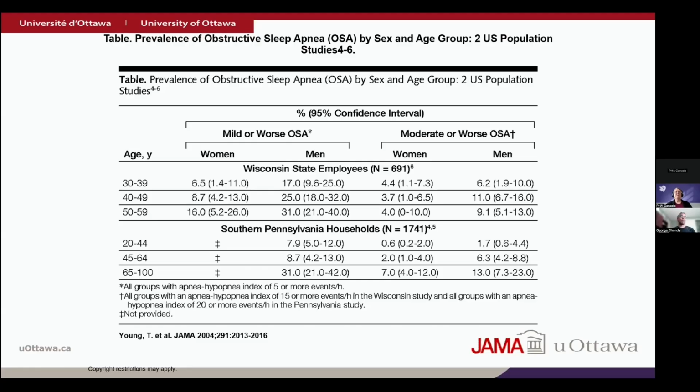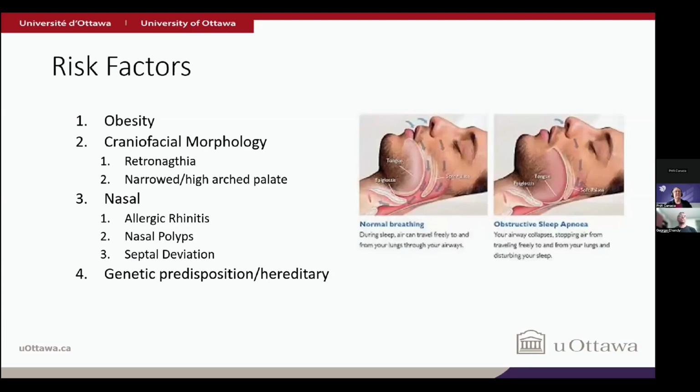So those numbers are pretty high when you consider diabetes is nowhere near 17 to 31%. Hypertension is nowhere near that number. So it's a very prevalent disorder. And I will tell you that it's very difficult to do large cohort studies, but the numbers are even higher now. So the biggest risk factor, which is obesity, is a major factor, and that's contributed to the increase in prevalence.